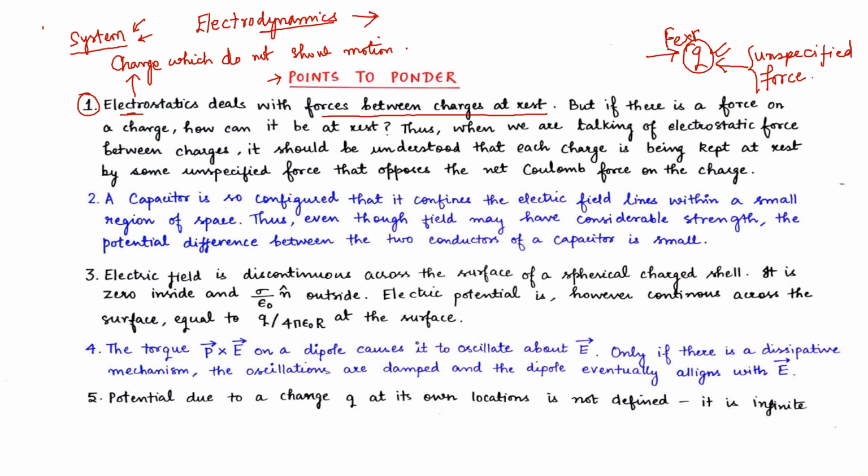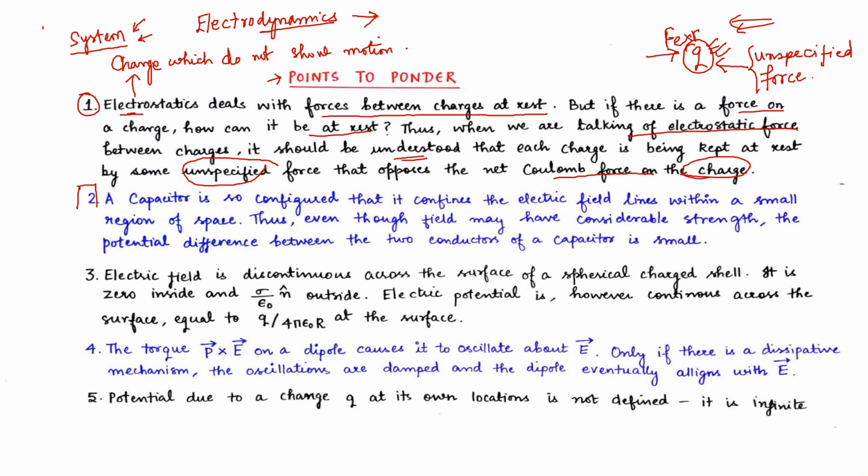If there is a force on a charge, how can it be at rest? Thus, when we are talking of electrostatic force between the charges, it should be understood that each charge is being kept at rest by some unspecified force that opposes the net Coulomb force on the charge. So this opposes the net force and helps our charge to be static.